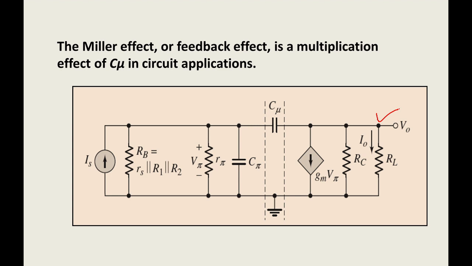The problem is this C mu. It is connected in between the base and collector, so it makes this circuit complex. To reduce this complexity, I want to find the impedance of C mu with respect to the base part as well as the collector part. For that I am going to apply Miller's concept.